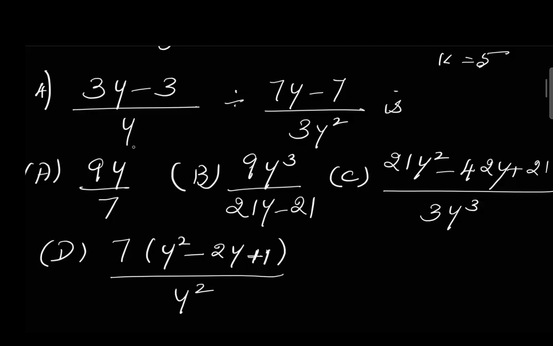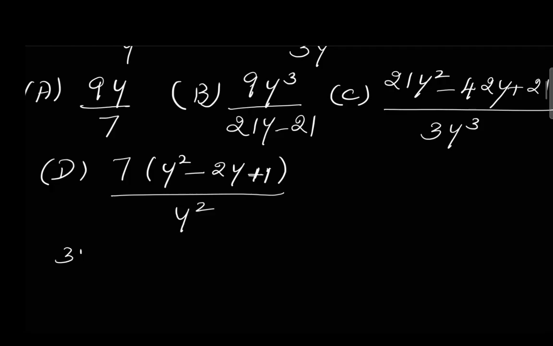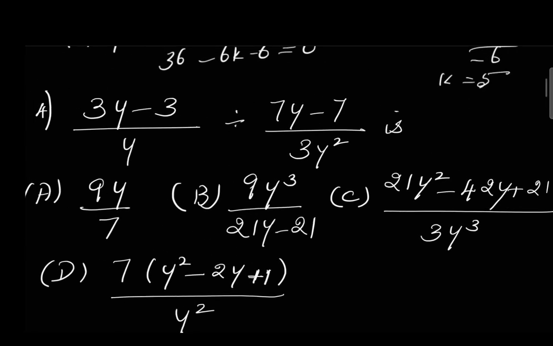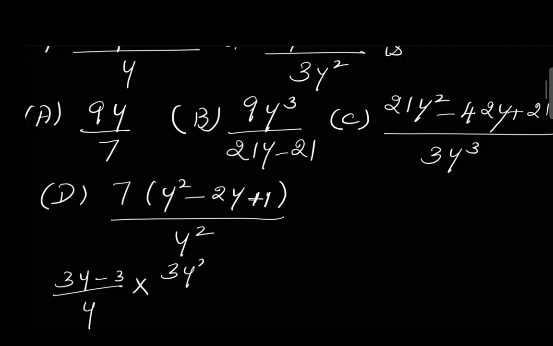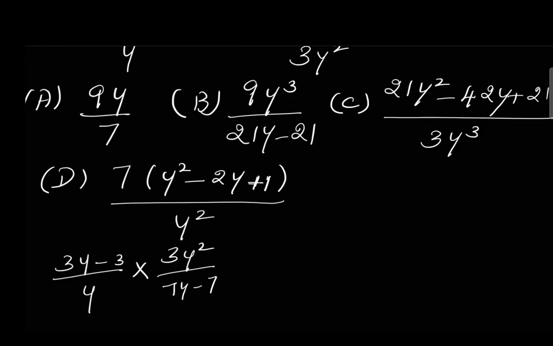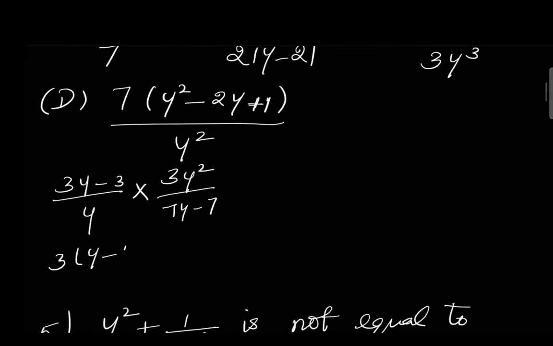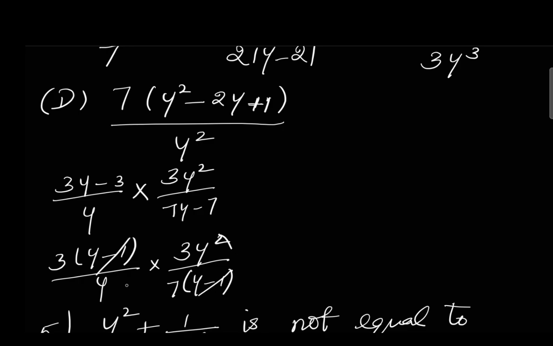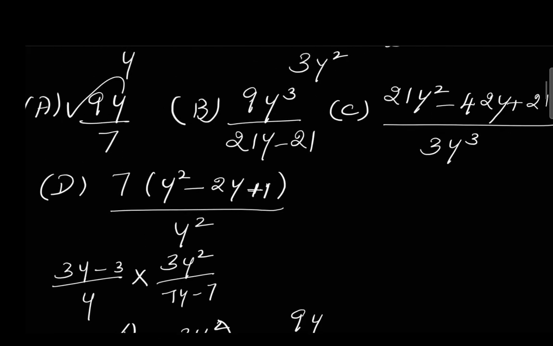And see this one: 3y minus 3 by y divided by 7 by minus 7 by 3y squared. Division means the first term you write as it is, multiplied by the reciprocal of the second one, 3y squared by 7y minus 7. So 3 is common, y minus 1 by y, and 7 is common here, y minus 1. The y minus 1 cancels, y cancels. So you will get 3 threes are 9, y by 7. This answer is option A.